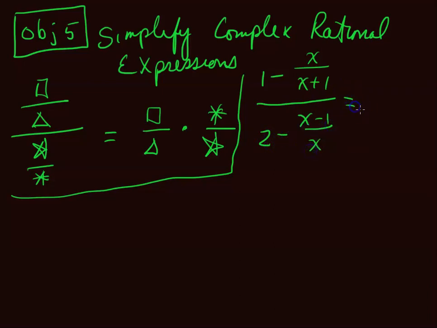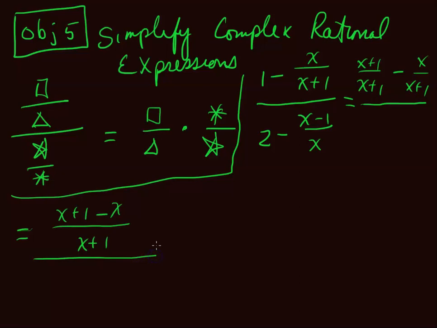Well, first let's work with the numerator. In order to combine these two, we need a common denominator. The nice thing about 1 is it can be anything over the same thing. Since I need x plus 1, it'll be x plus 1 over x plus 1 minus x over x plus 1. Now that means that our numerator can be combined into x plus 1 minus x over the common denominator, x plus 1.